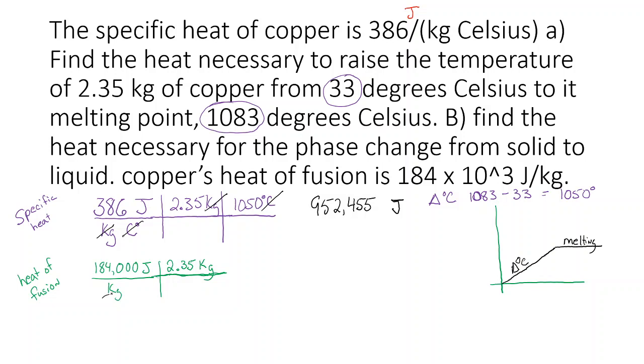Now we're going to do the same thing down at the bottom. We're going to cancel out our kilograms. That will leave our only unit as joules. And we'll have 184,000 times our mass of 2.35 kilograms. And so we get 432,400 joules.